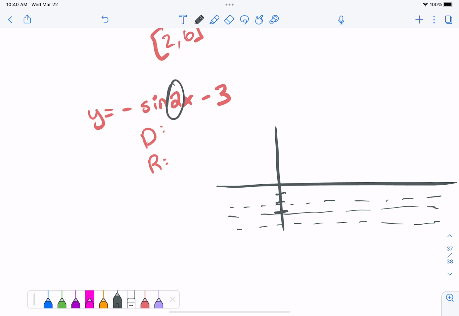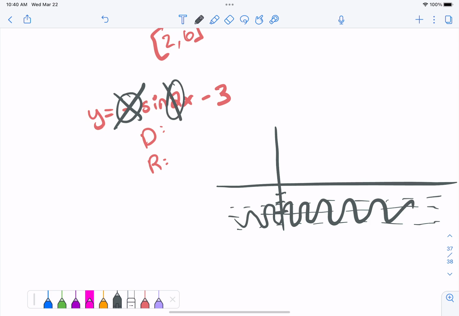What does the 2 do? Nothing. That changes the period, how wide and how narrow. But he's still going to go forever in both directions, so he's just going to be more narrow like this. He's still going to do one of these. So this doesn't change the domain and range, and neither does the negative. The only thing that changes domain and range is the minus 3.